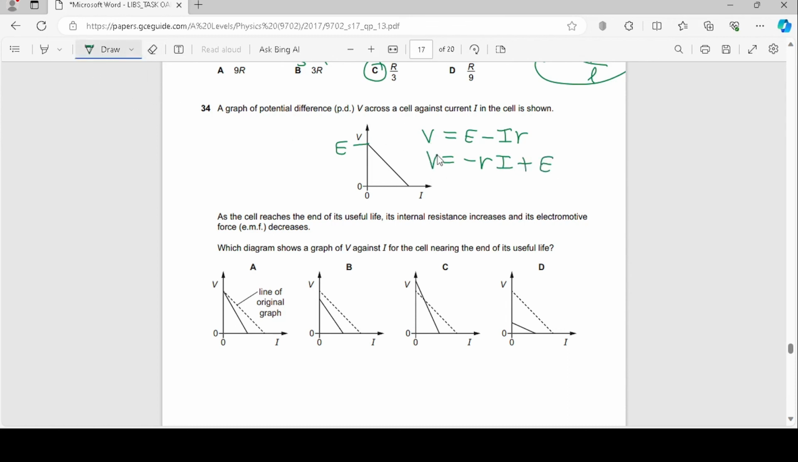And again, guys, if I'm saying anything wrong, you can tell me in the comments, please. Y equals mx plus c, right? So then your y is V, as you can see, I is here, so it's x, and then your gradient is minus R, and your intercept is going to be the electromotive force, right?